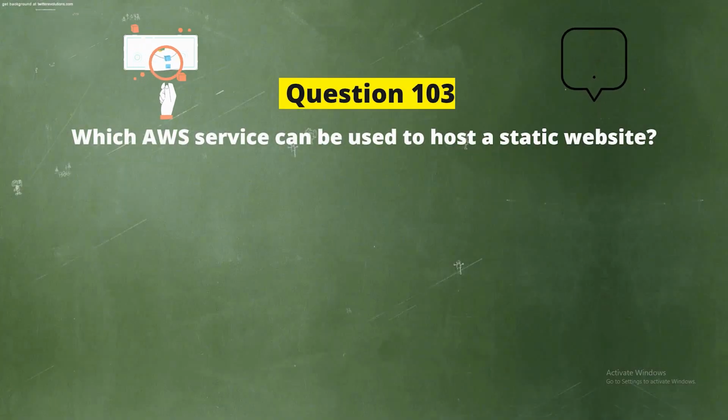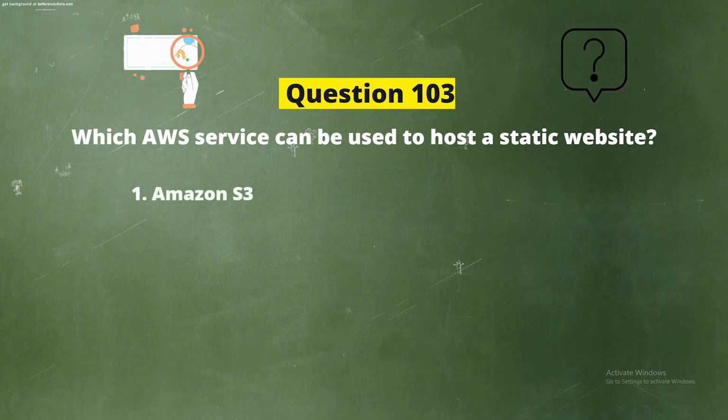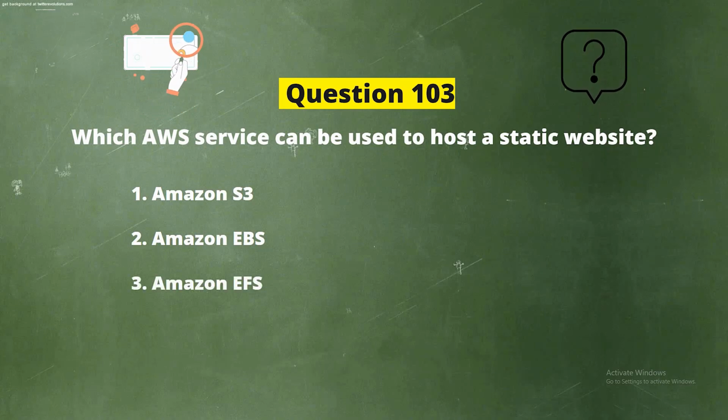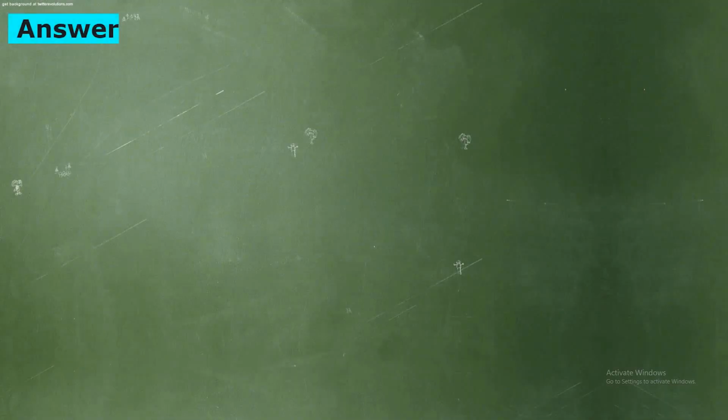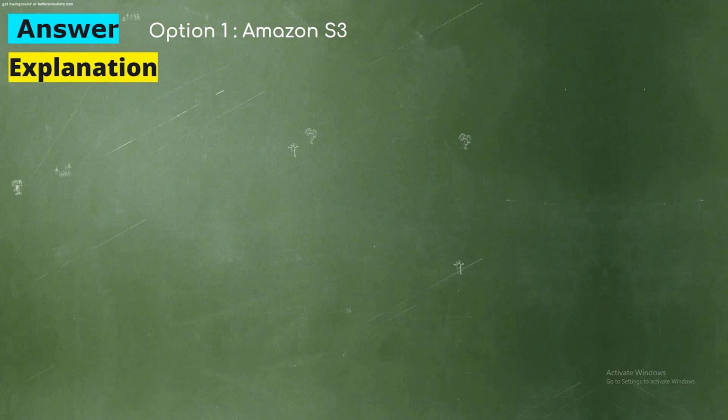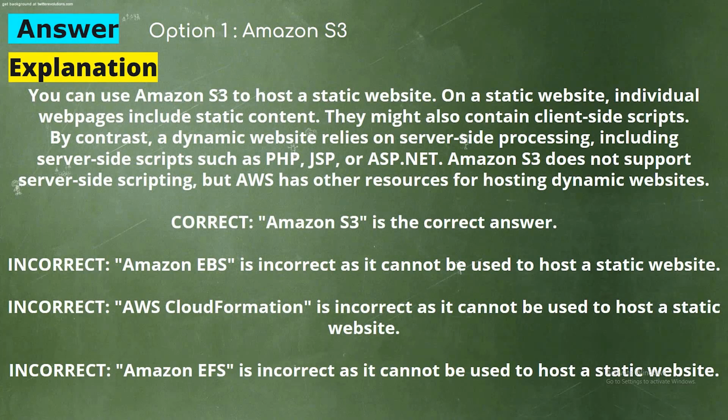Next question. Which AWS service can be used to host a static website? And the options are: Option 1. Amazon S3. Option 2. Amazon EBS. Option 3. Amazon EFS. Option 4. AWS CloudFormation. And the correct answer is Option 1. Amazon S3. Explanation. You can use Amazon S3 to host a static website. On a static website, individual web pages include static content.